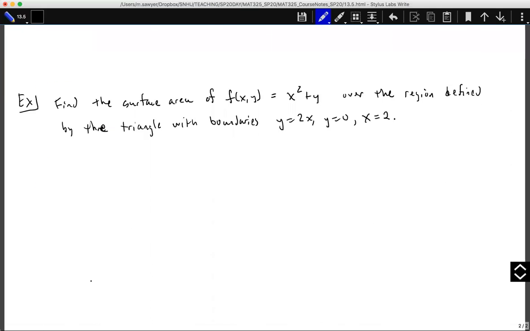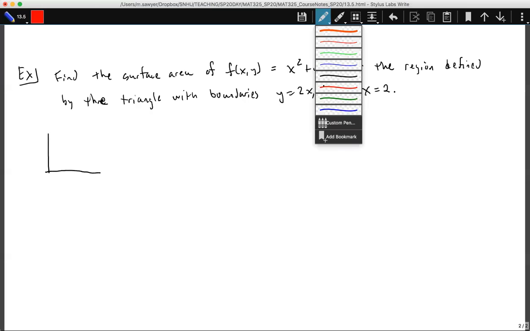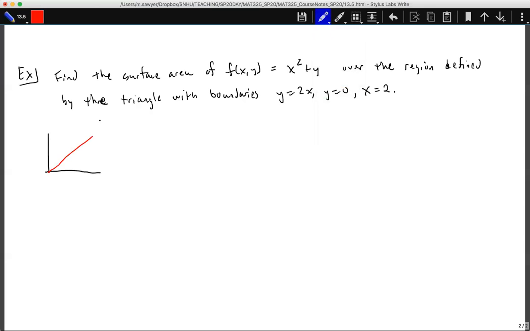So let's suppose that we had the surface area of a function f of x, y equals x squared plus y over a triangle with boundaries y equals 2x, y equals 0, and x equals 2. So y equals 2x looks like this. y equals 0 looks like this. And x equals 2 looks like this. So we know we have the point (2, 4), the point (0, 0), and the point (2, 0) as our boundary lines.